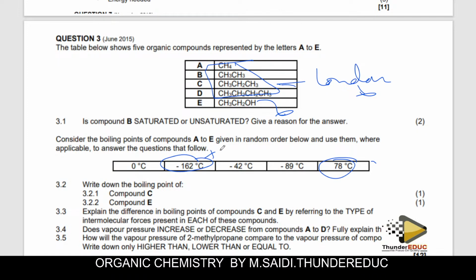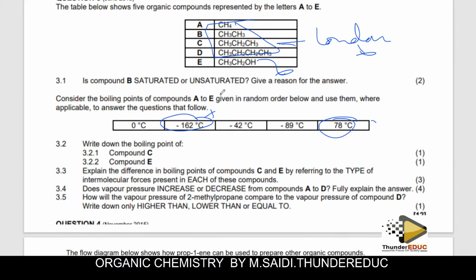So compound C is not the highest, we're going to look for the lowest, so it means that this must be A, B must be the next, C must be this, and then D must be this, and then E must be that, based on what we talked about in terms of intermolecular forces of attraction. Explain the difference between the boiling point of C and E. C and E.